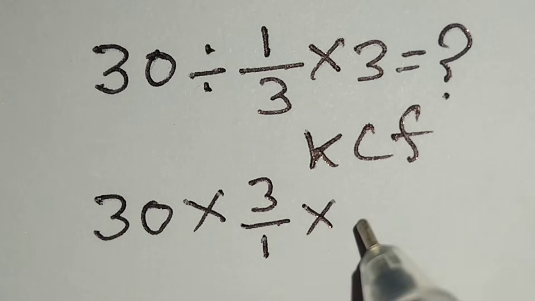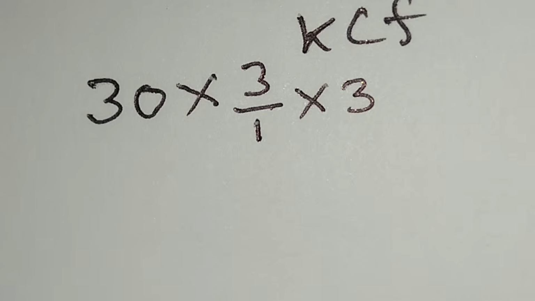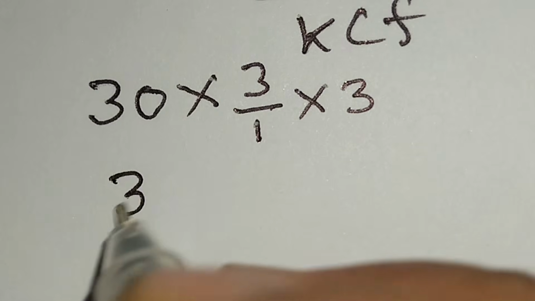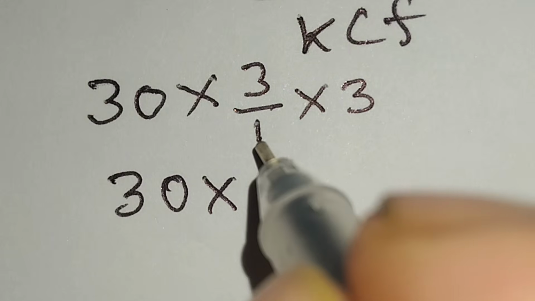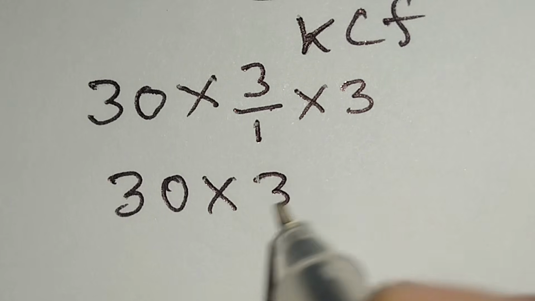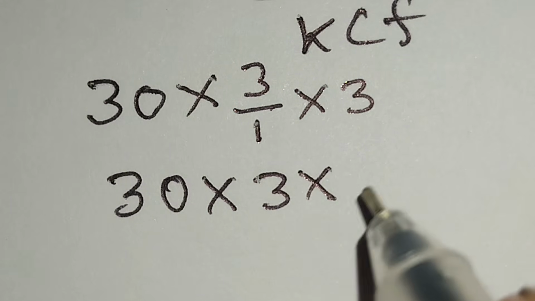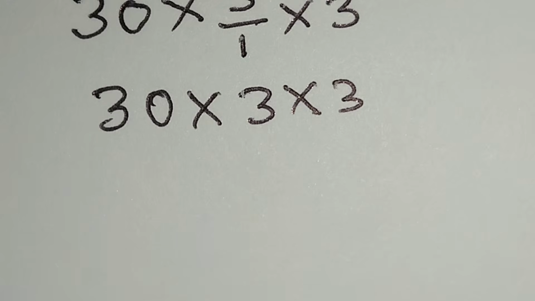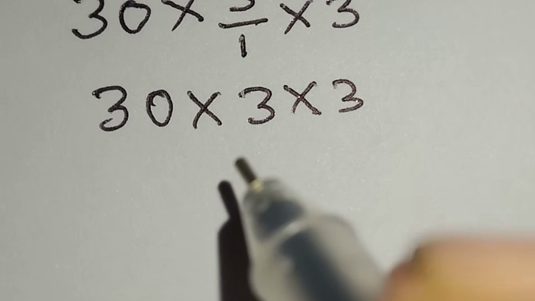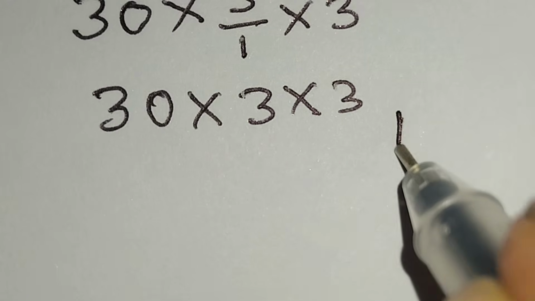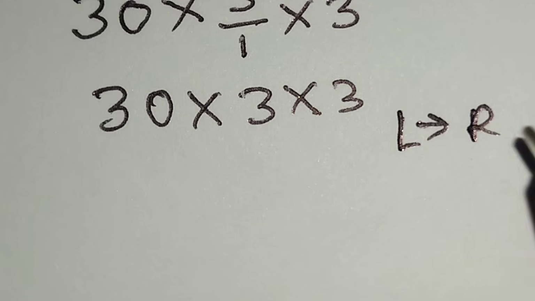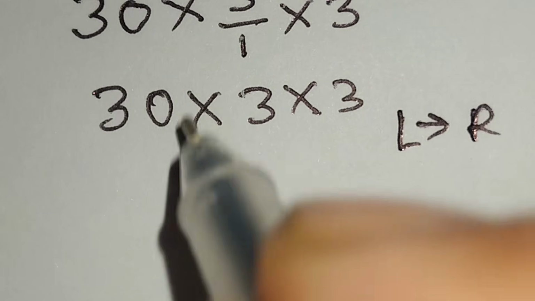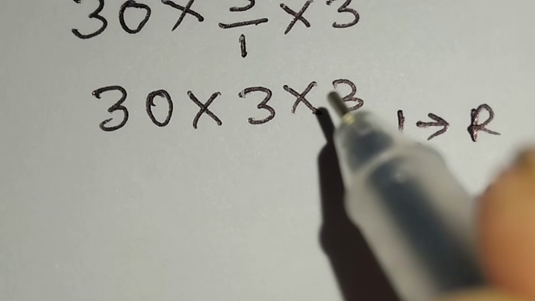Multiply this 3. Here this 30 multiply this 3/1 can be written as 3. Multiply this 3. When we have more than one multiplication, then we have to work left to right. Therefore, at first we have to work with this multiplication, then this multiplication.